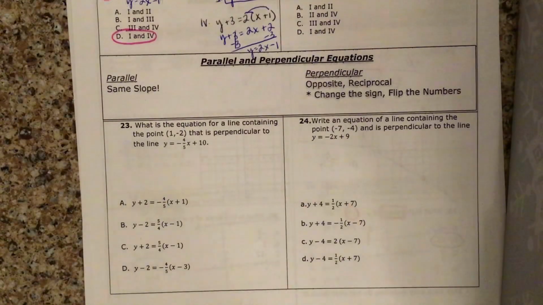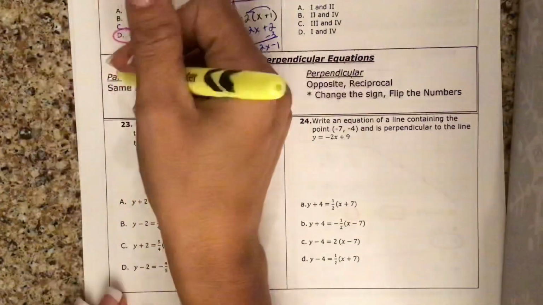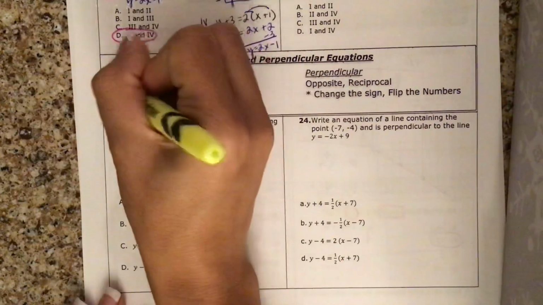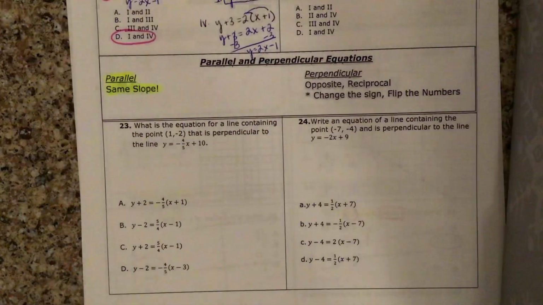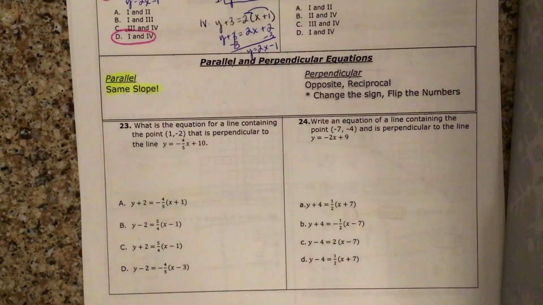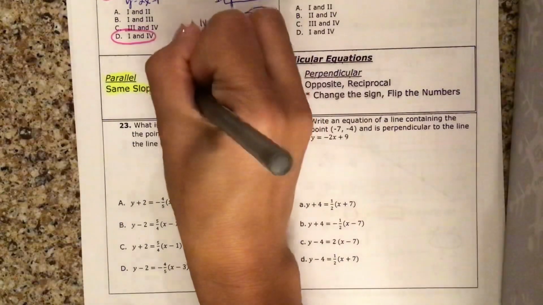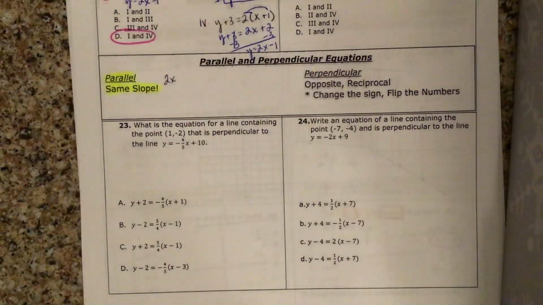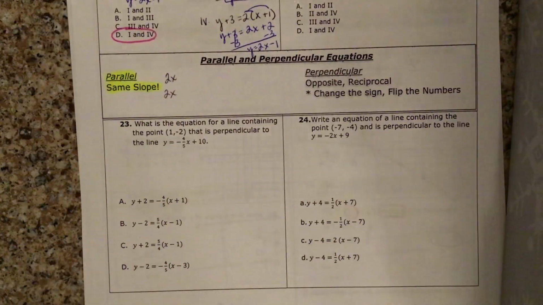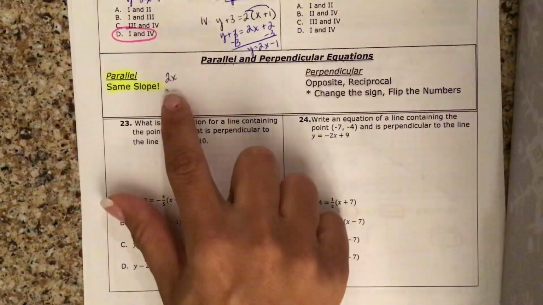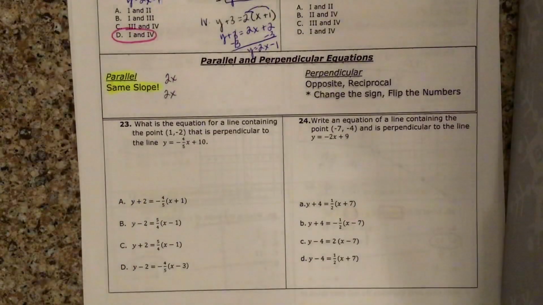What you need to know is that the word parallel means that the slopes are the same. So if lines are parallel, their slopes are the same. For example, a slope of 2x would be parallel to any other line that has a slope of 2x. Those slopes are the same, so those are parallel.